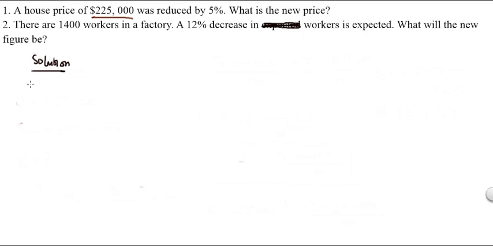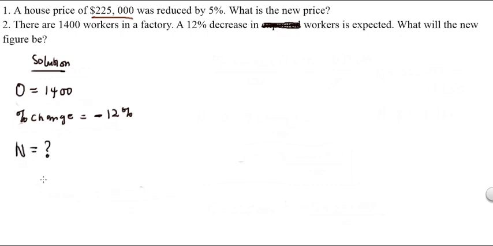For the example, we are told that there are 1,400 workers in the factory. That tells us that the old value in the factory is 1,400. Now, a 12% decrease is expected. So that means our percent change will be equal to minus 12%. Remember, I told you that if we had an increase, it will be plus 12%. We are now told to find the new figure.